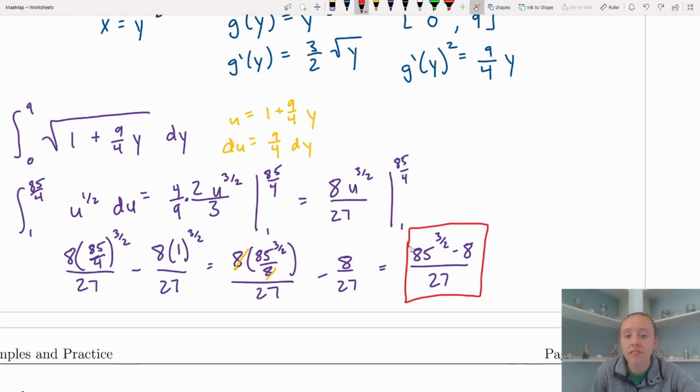85 to the 3/2 minus 8 all over 27 is the length of that curve, which, if we plugged it into a calculator, would be rounded to the nearest whole number, about 29. Let's continue on to the last example in this worksheet.